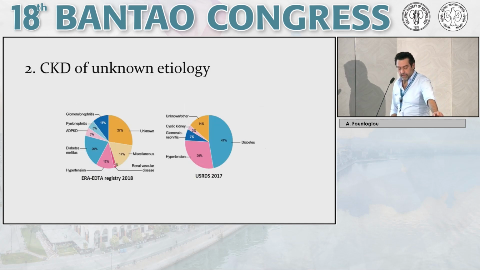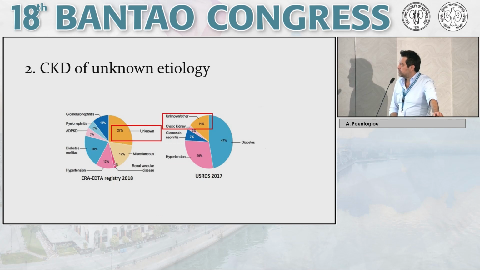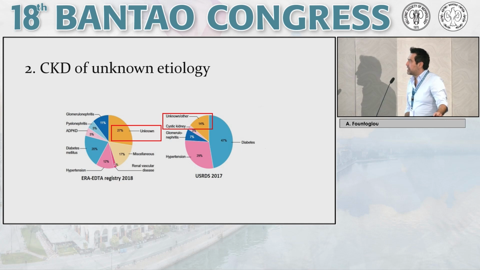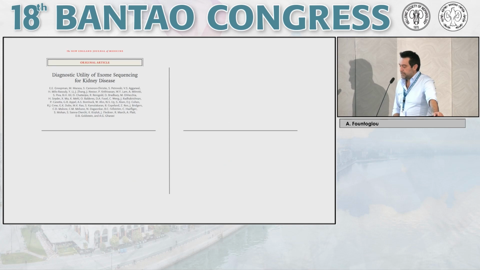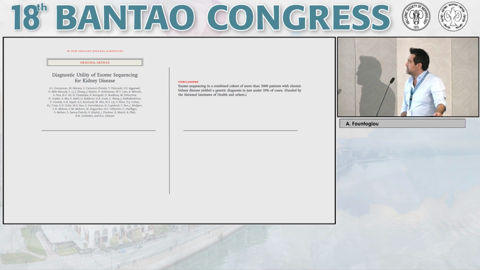The second type of kidney disease that raises the same questions is CKD of unknown etiology. Comparing again the two main registries in Europe and the USA, we see the same discrepancy between the incidence of CKD of unknown etiology between these regions. And in this case, this great discrepancy is indicative of an arbitrary diagnosis and the possible existence of another causal factor.